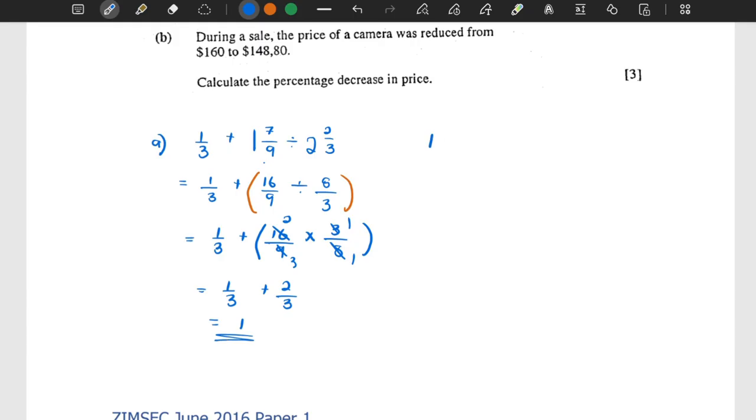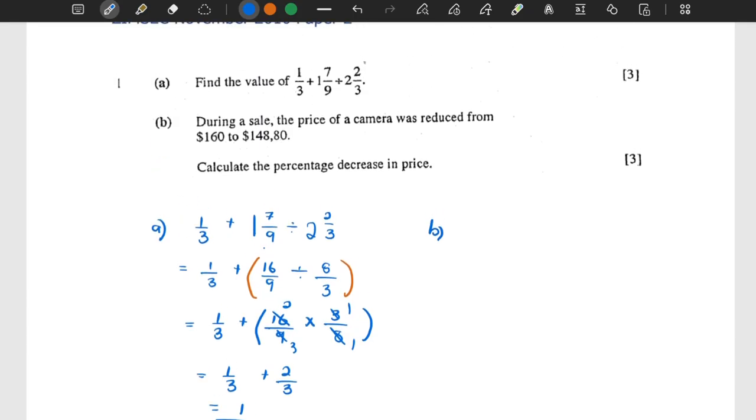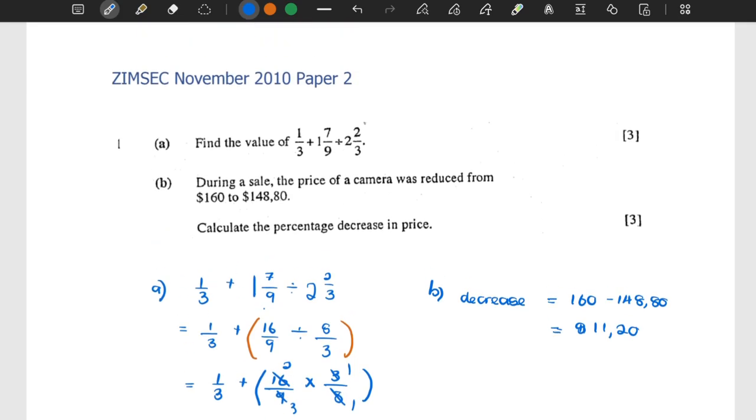And then B says, during a sale, the price of a camera was reduced from $160 to $148.80. Calculate the percentage decrease in price. So what is the decrease? That's going to be 160 minus 148.80, and that's going to be $11.20. This is from paper 2, so you can use a calculator.